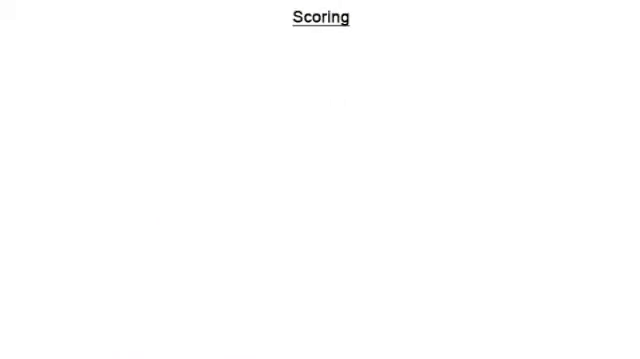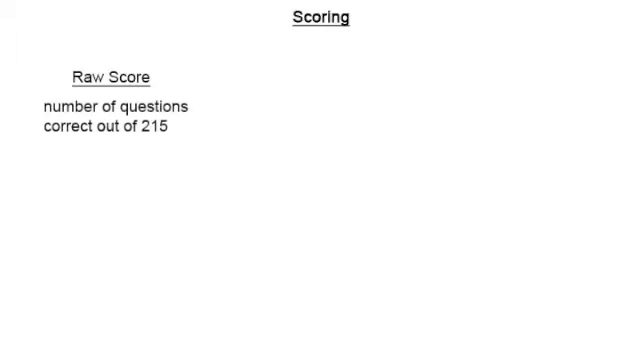Now let's talk about scoring. You'll get 2 different scores. Actually, you get 3 different scores. You'll get a raw score. Your raw score is the number of questions that you got correct out of 215. The raw score is important, and it's not important. It's important to get as many right as you can, but when they give you their weighted score, their scaled score, that's the one that gets published.